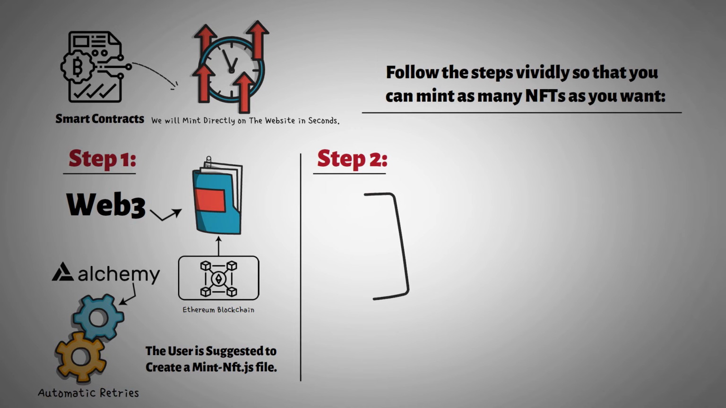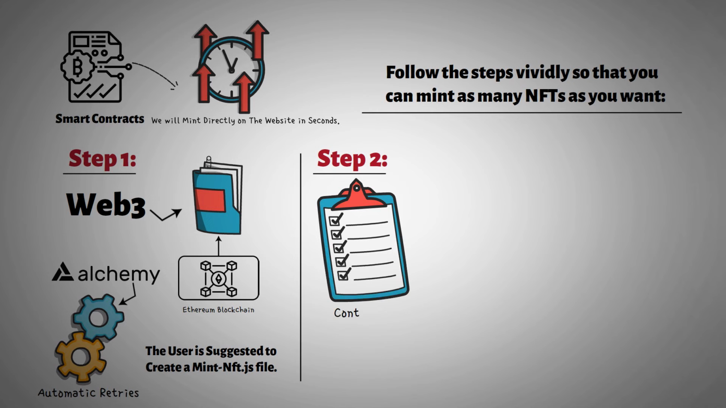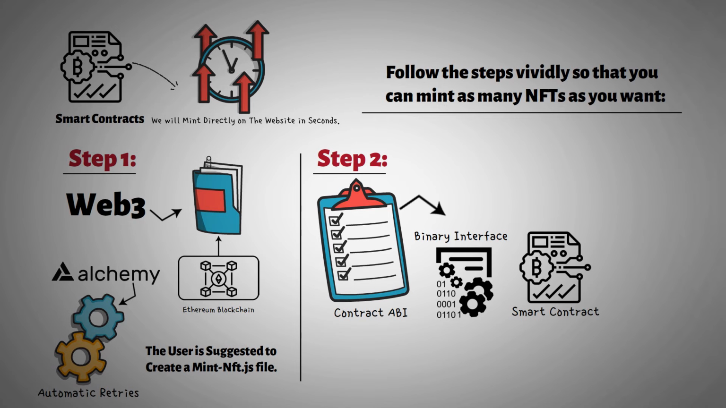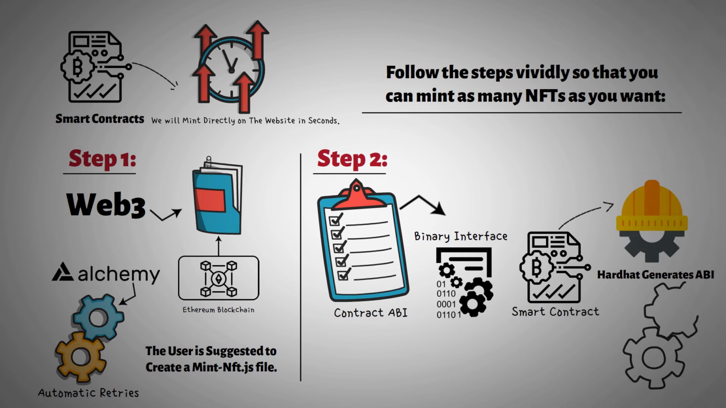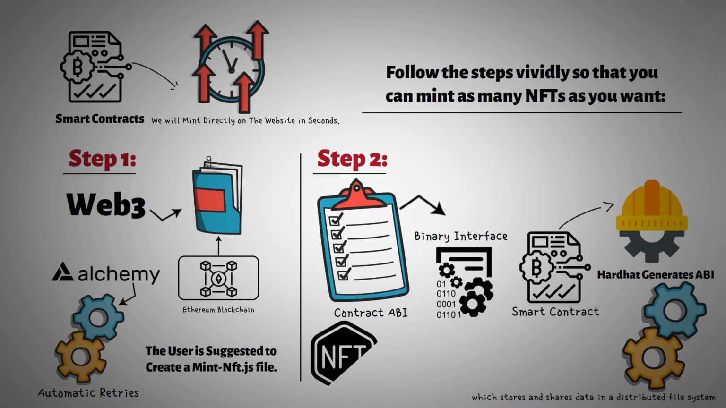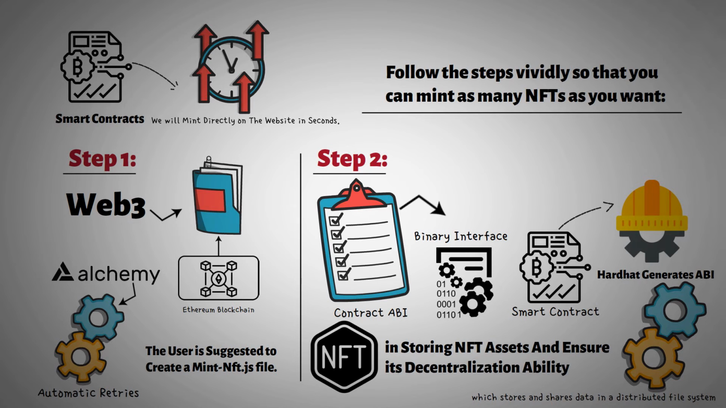Step 2. Now it is time to grab the contract ABI. ABI is an application binary interface that helps play with the smart contract. Hardhat generates ABI and saves it to the file. Configure the metadata for the NFT using IPFS, which stores and shares data in a distributed file system. It will play an important role in storing NFT assets and ensure its decentralization ability.